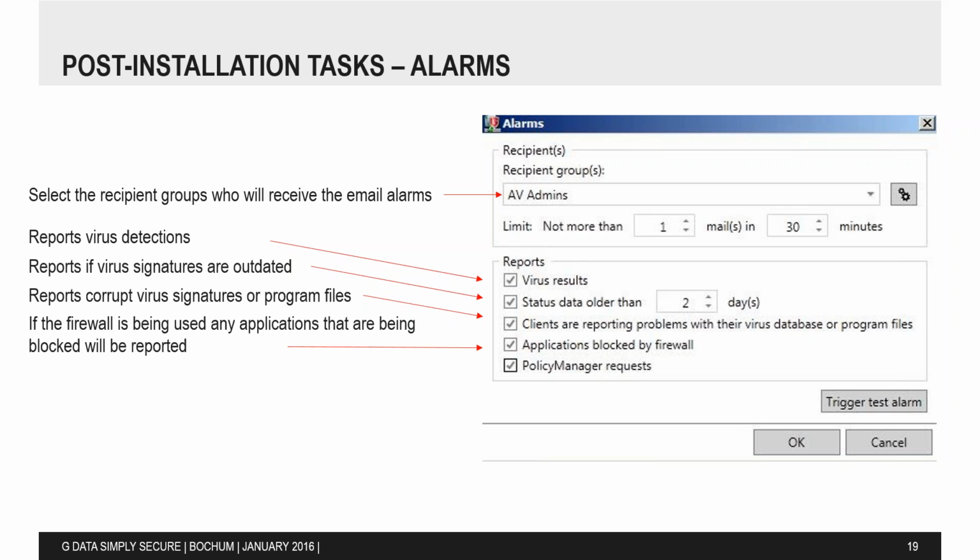If you're using client security or endpoint protection and have implemented the firewall, you might have created a firewall rule that is blocking certain applications that maybe shouldn't have been blocked. So these blocked applications, they will be reported and you will receive an alert per email.